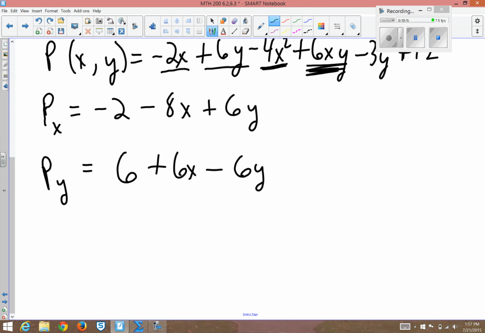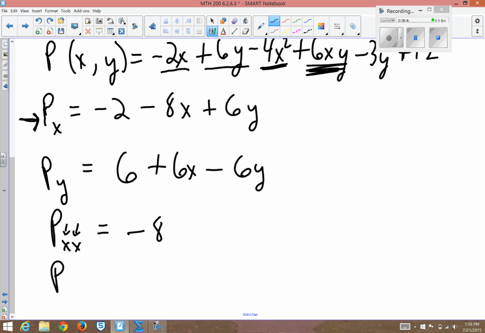So now we need the second partial derivative, P subscript xx. That means we go to the first time we took the derivative with respect to x, which was up here. And now the second time we differentiate, it's going to be with respect to x again. So we're looking at this answer where the arrow is and differentiating that with respect to x. And that makes the answer just negative 8, because negative 2 is a constant. The derivative of negative 8 times x is negative 8. And the derivative of 6y is 0 because we're pretending y is a constant.